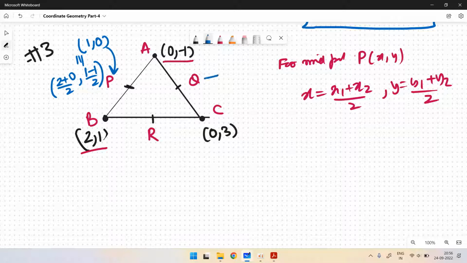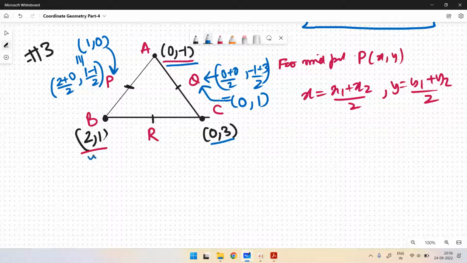And for Q, 0 comma minus 1 is x1 y1, and 0 comma 3 is x2 y2. So this will be 0 plus 0 by 2 comma minus 1 plus 3 by 2, which is 0 comma 2 by 2, that is 0 comma 1. This is your Q. And what is R?